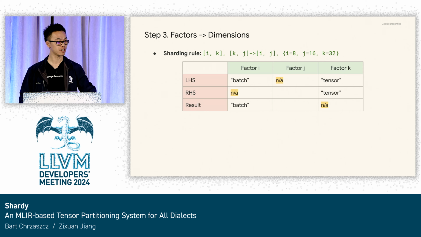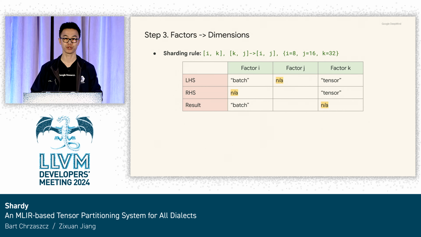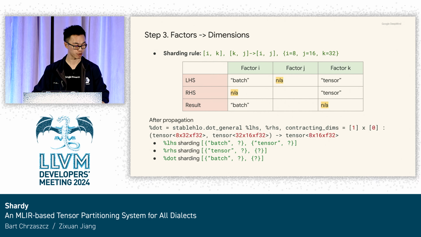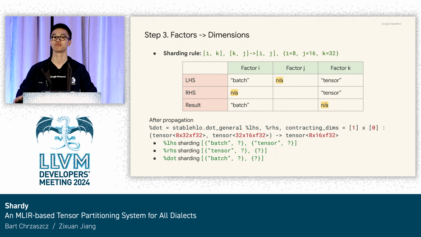In the third step, we project factor shardings back to the dimension space to form the original tensor sharding. Since the relationship between the factor sharding and dimension sharding is formed by these sharding rules, we can directly project back to the dimension space. In this example, the RHS will get the tensor axis along the factor K, and the result will get the batch axis along the factor I.